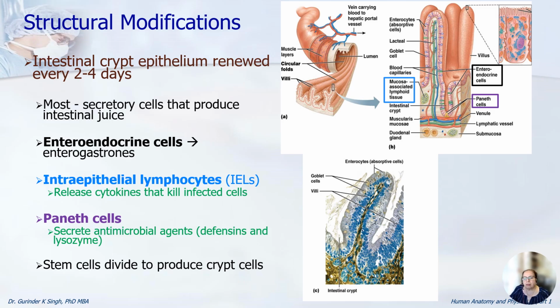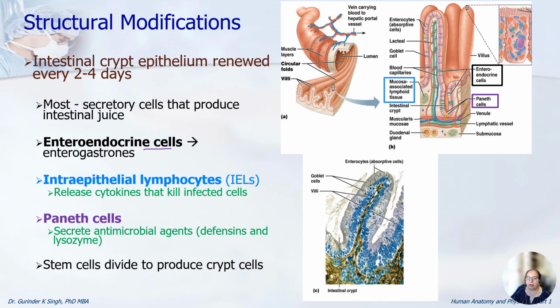Okay, so the intestinal crypts also have cells that are constantly being renewed every 2 to 4 days. The cells present in these villi and crypts are of different types, and together they produce what we call intestinal juices. There are enteroendocrine cells which produce enterogastrone hormones. Do you guys recall them? Very good. It's secretin as well as cholecystokinin.